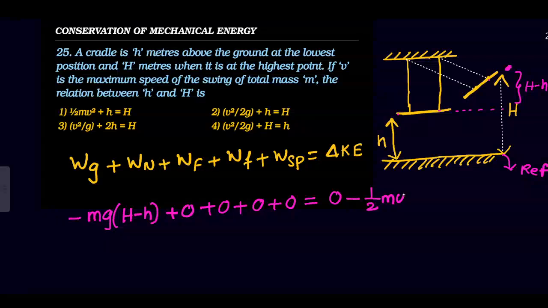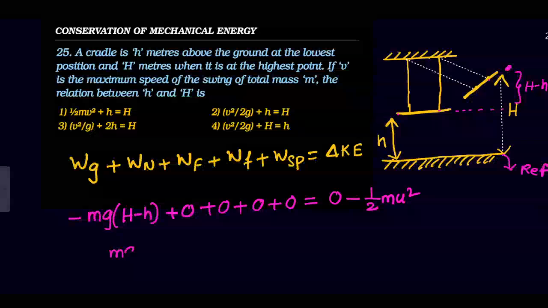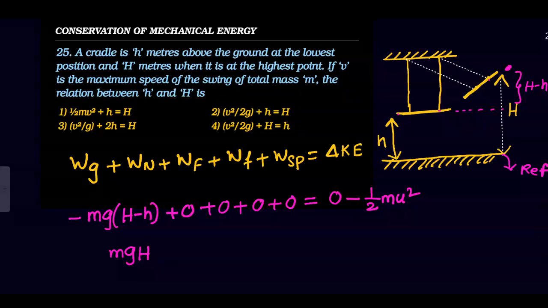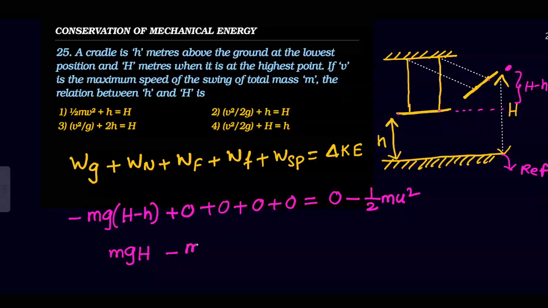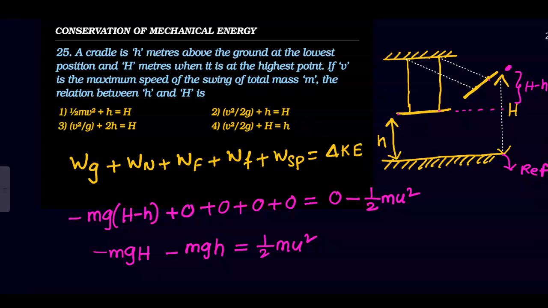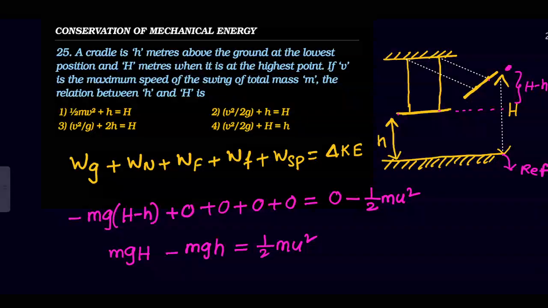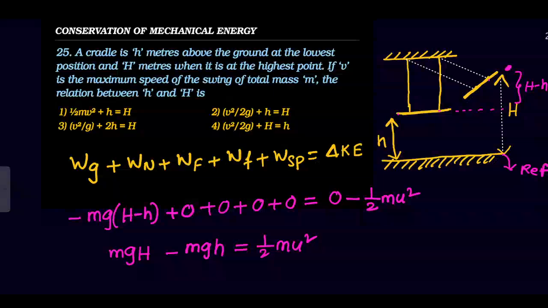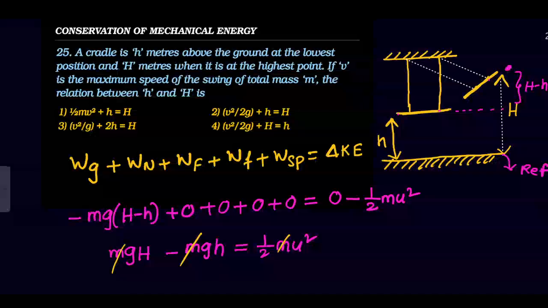That is half m into u square. Now the minus will get cancelled. So that is mg into capital H minus mg into small h, which is equal to half m into u square. The m will get cancelled. Plus mg into small h will come. The minus cancelled, left and right minus is there. So small m will get cancelled here.